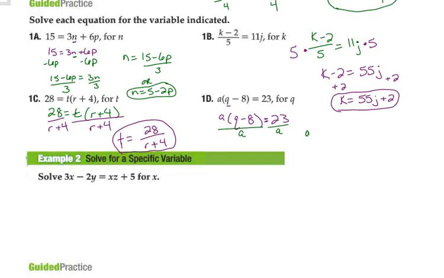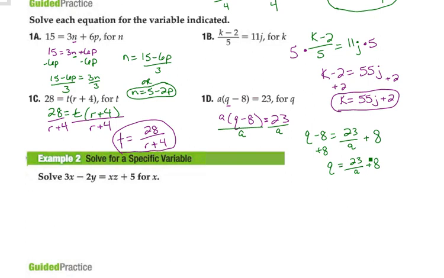So I'm left with q minus 8 equals 23 divided by a. Okay, now what can I do? Well, last step. I almost have q by itself. I'm just going to add 8 over here. And where does the 8 go? Just out here on its own. So final answer, q all by itself is 23 divided by a, plus an 8.